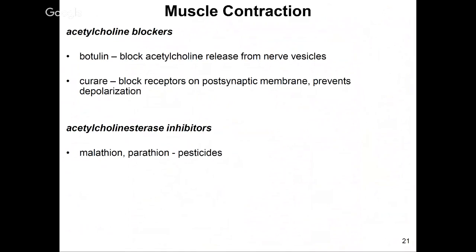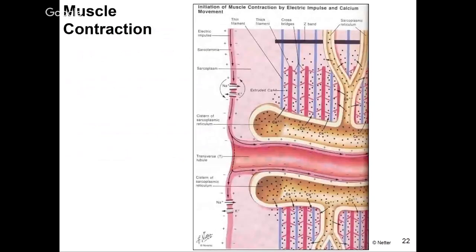So the Botox is an injection that is supposed to help with wrinkles and stuff. Anyway, and acetylcholinesterase inhibitors. These are two pretty hazardous pesticides. But you can imagine anything that does that is going to prevent the release of contraction. So it's going to continually stimulate your muscle to contract.